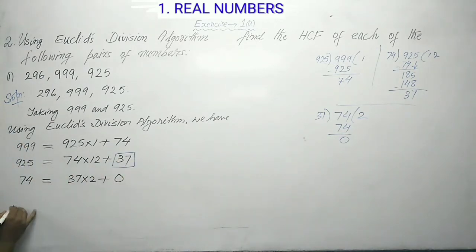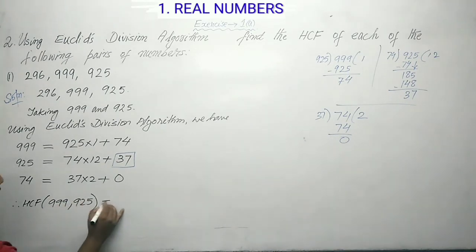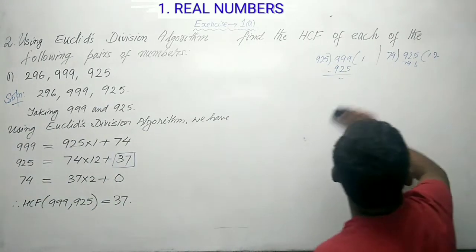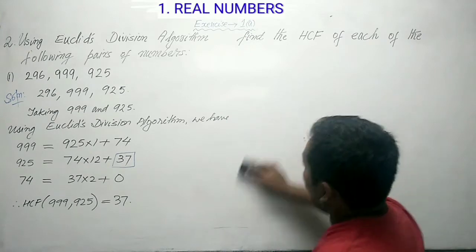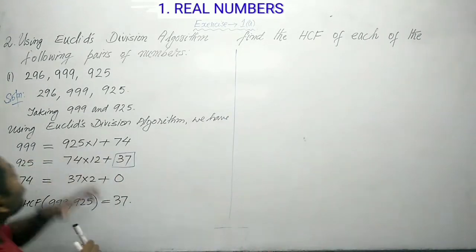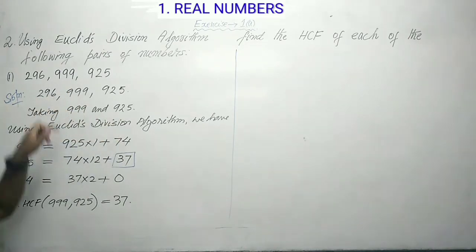So you can write down, therefore HCF of 999 and 925 is 37. The answer is not yet complete. Let us try again, another part. Now, given three numbers, two numbers have been taken. Now what is left? This is left.